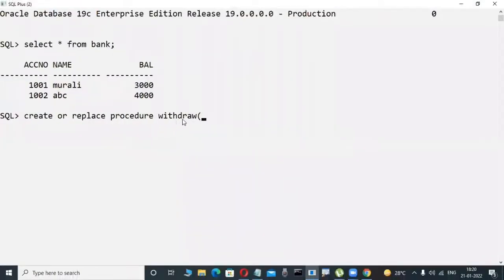Now, create or replace procedure withdraw. Here I'm passing the account number, and the amount also, because I try to withdraw, like with an ATM card. Now some coding is there. I want to find out the balance, because whenever we insert an ATM card, we try to retrieve and check the balance.